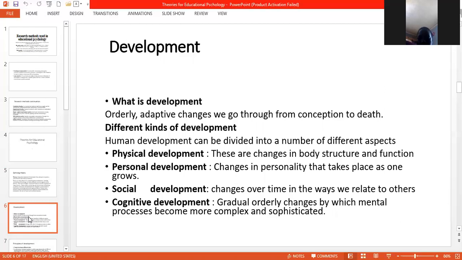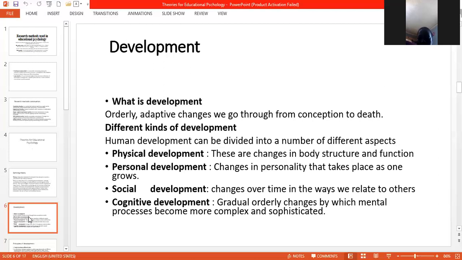So there are different kinds of development. Human development can be divided into a number of different aspects. There is physical development, personal development, social development, and cognitive development. Physical development is defined as the changes in body structure and function.